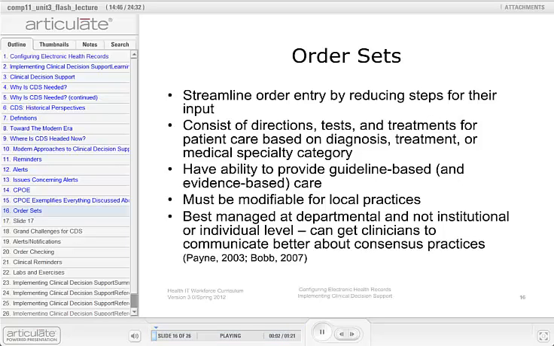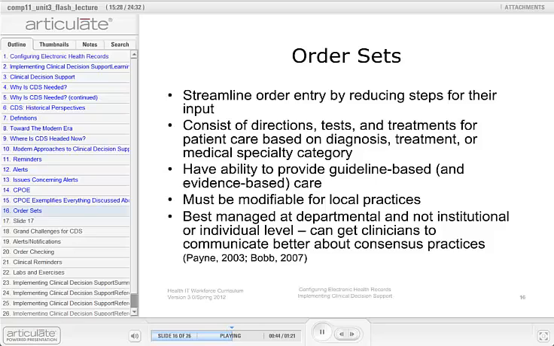Another best practice is the use of order sets. These streamline order entry by reducing the number of steps it takes to submit orders. Order sets consist of all the instructions about things like vital signs and rotating the patient, and orders for tests and treatments. Order sets are usually based on a specific diagnosis or treatment that is going to be carried out. An order set may also be based on a medical specialty. When order sets are implemented, there is the ability to provide better guideline or evidence-based care, although order sets must be modifiable for local practices.